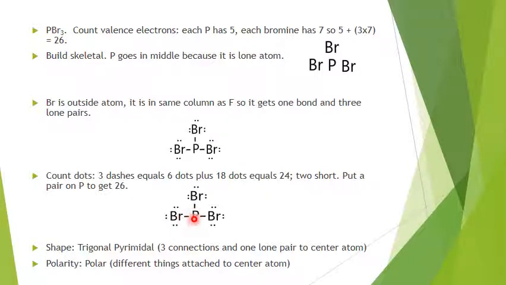What is the shape? Well, there's 3 things connected to the phosphorus, 3 atoms. So it's going to be trigonal, just like the previous one. But this one's going to be pyramidal. That's because of this lone pair. If the lone pair is not there, it's planar. With the lone pair, it's pyramidal. It's a polar molecule. Why is that? Because it has two different things attached. It has bromines and lone pairs.